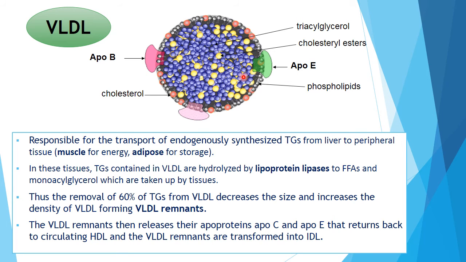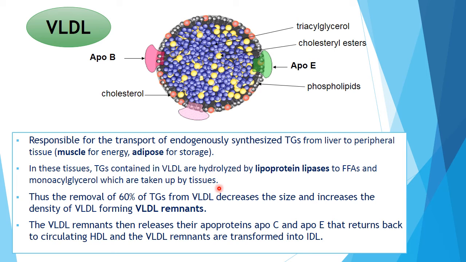Now you can see the structure of VLDL, where these are the ApoE, ApoB. You can see the cholesterol is there, and the major triacylglycerol and cholesterol ester is there, and a major apoprotein, this is ApoB, this is B100 and B48. It is responsible for the transport of endogenously synthesized TG from liver to peripheral tissue, muscle for energy, and adipose tissue for storage.